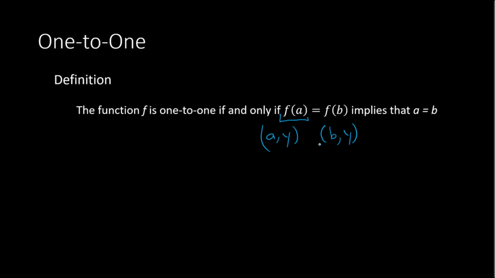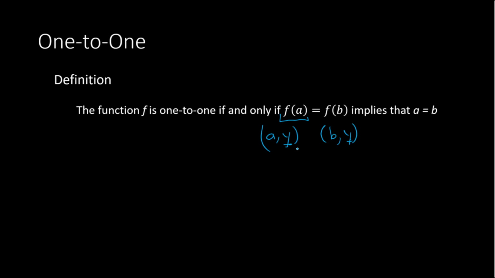And it's saying that if f of a and f of b are equal, the only way for that to be true, where the y values are the same, is if a and b are equal. So implying that the y value can be paired with only one x value. A and b have to be the same thing. It can't be two different numbers.